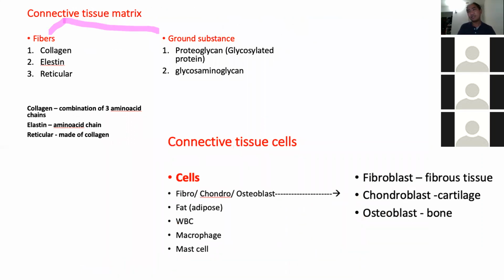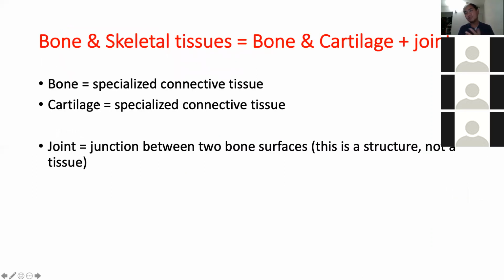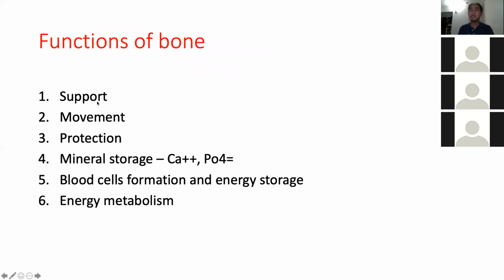Now connective tissue is made of cells and matrix. We want to put osteoblasts into that connective tissue matrix to make bone tissue. So bone is a specialized connective tissue, easy. The function of bone is to support movement, protect, and store calcium and phosphate. That is something we tend to forget about the function of bone. Bone has lots of calcium, lots of phosphate, and also blood cell formation, energy storage, and energy metabolism.